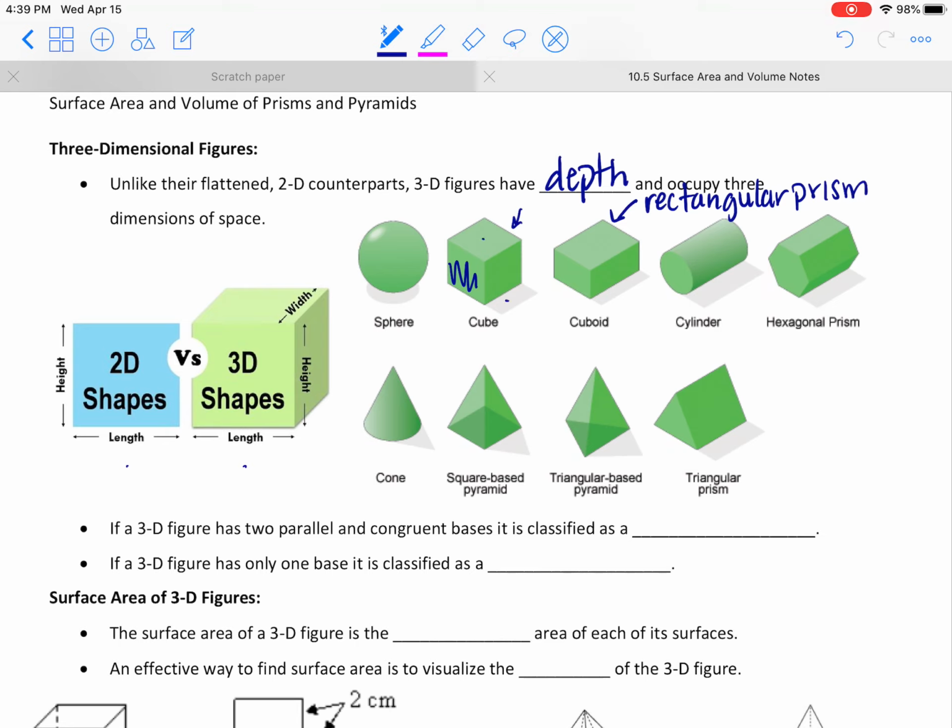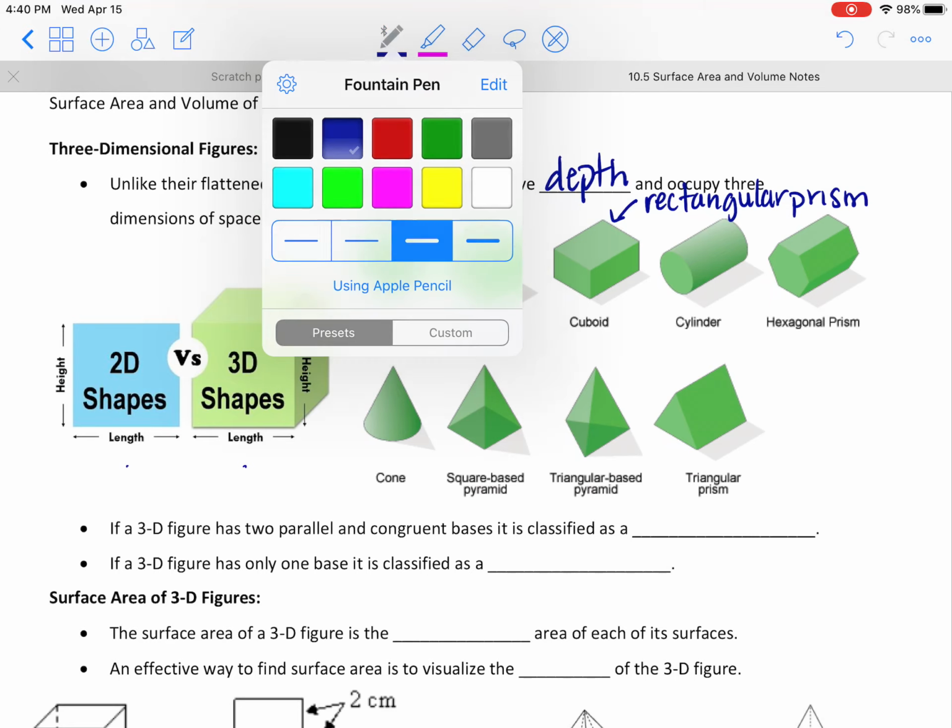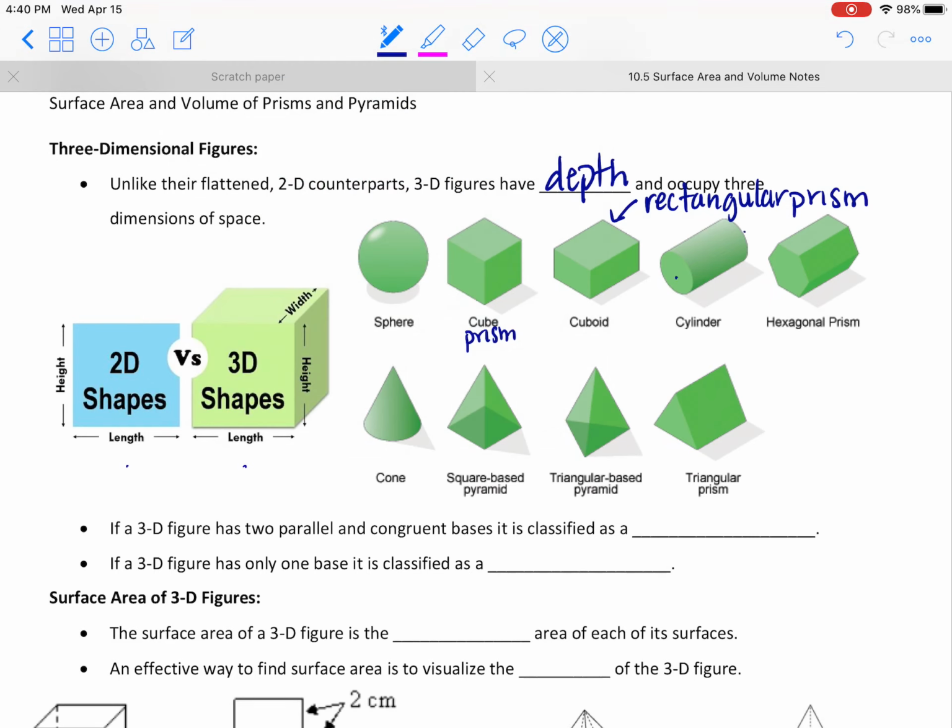So on the cube, for instance, you have the front and the back, those two parallel congruent bases, or you could also say the top and the bottom, would make that a prism. This again has two parallel congruent bases. You can say the top and the bottom, and this would also be a prism. Oops, I did not mean to erase my word there. The cylinder is technically a prism. It's got these two circular bases, and a hexagonal prism, two hexagons for bases. And then we have this triangular prism where you have these two triangular bases.